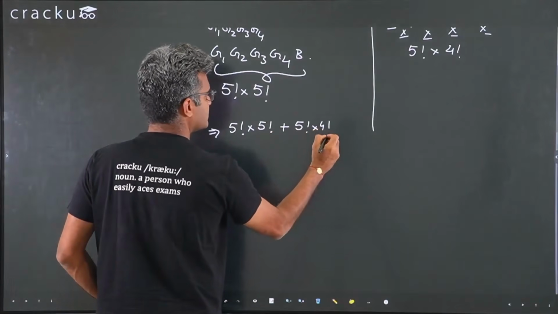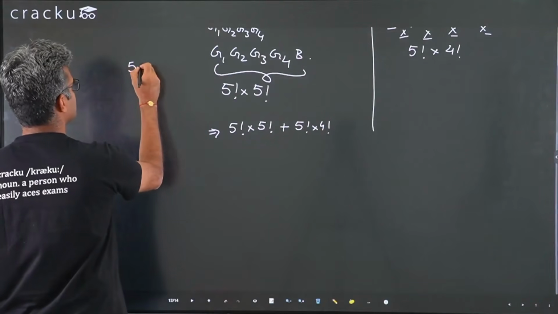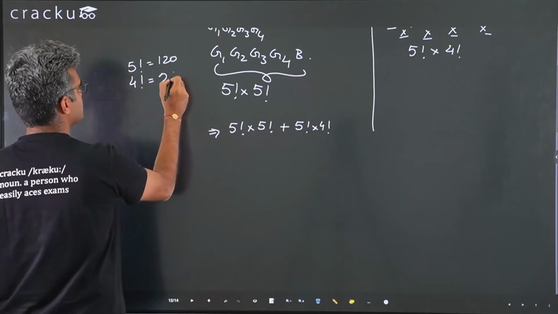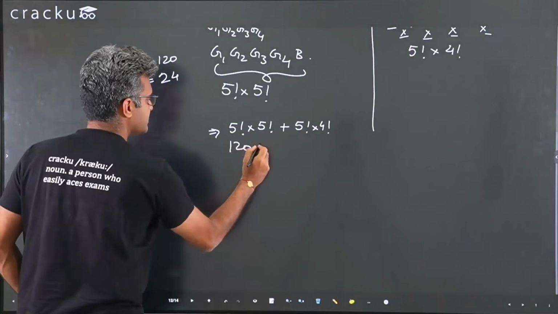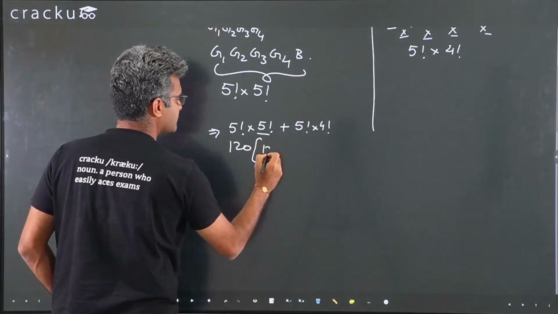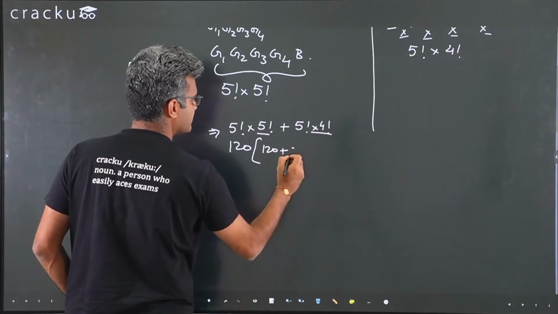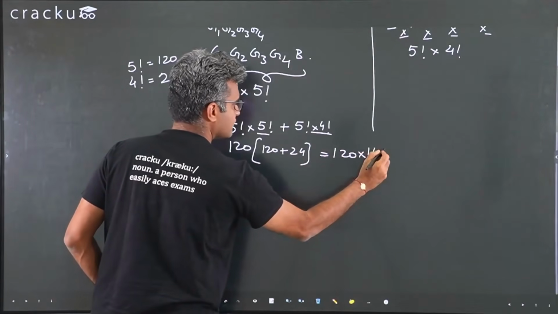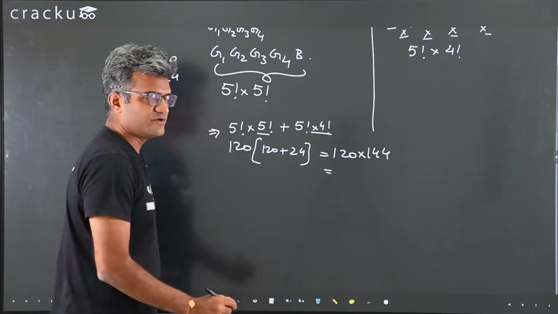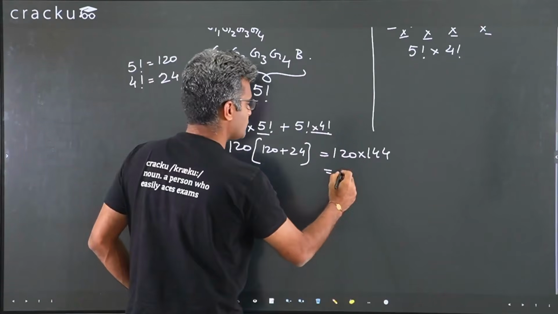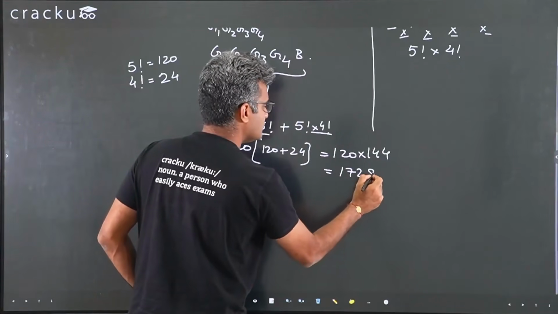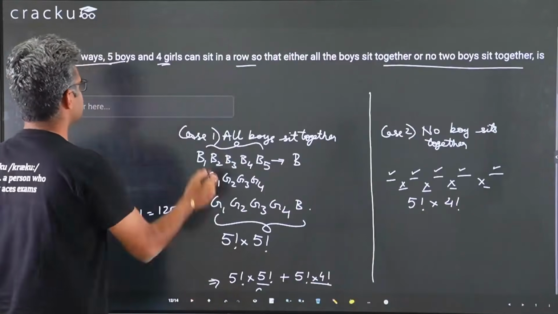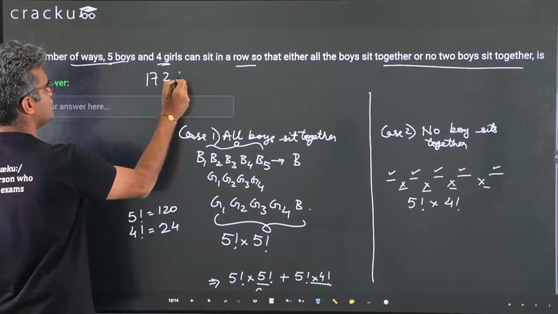5 factorial we know is equal to 120. 4 factorial is equal to 24. So this is 120, you take common. 5 factorial is 120 plus 4 factorial is 24. This is 120 into 144. We know what is 12 into 144, it is 1728. So 120 into 144 is 17,280. So the answer for this question is 17280.